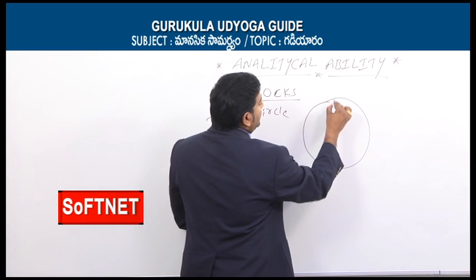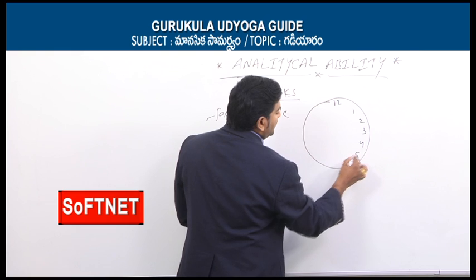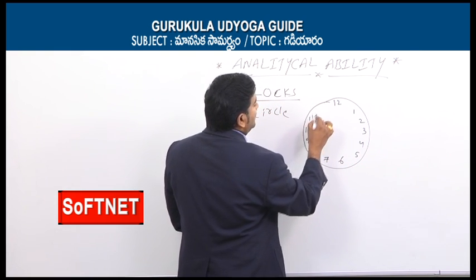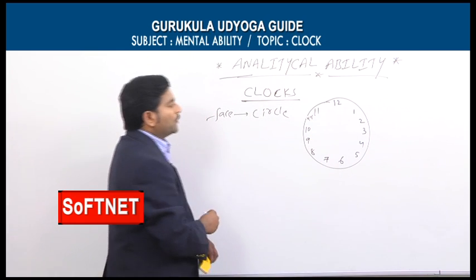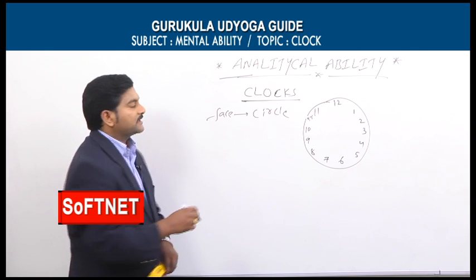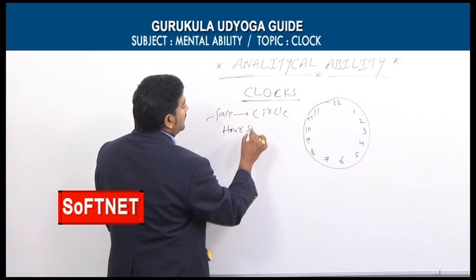This circle is divided into 12 big equal parts. So let's say, as we know already, 1 to 12 are there. Now these 12 big equal parts are called hour spaces.